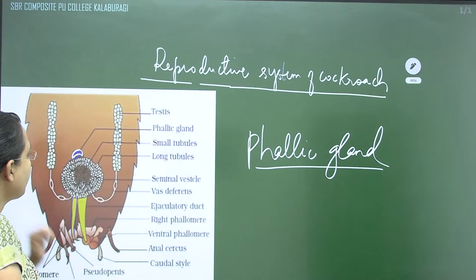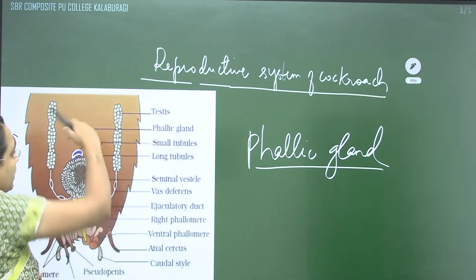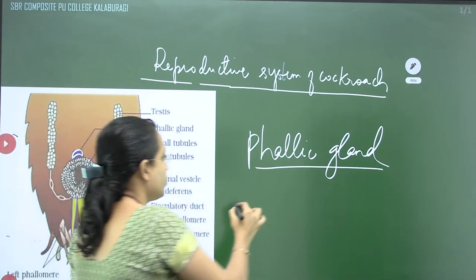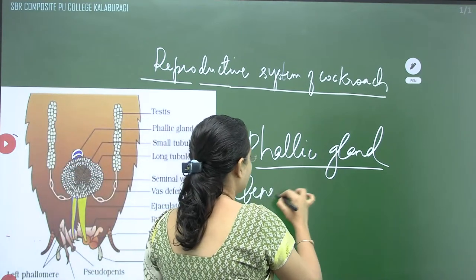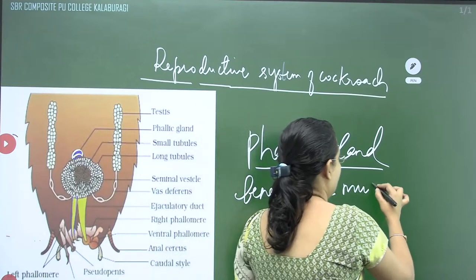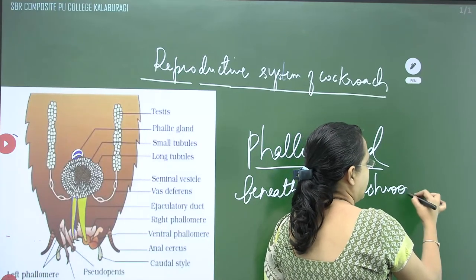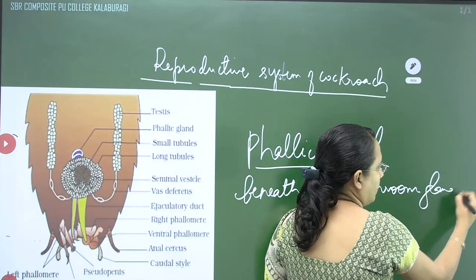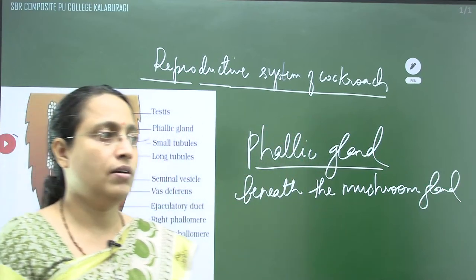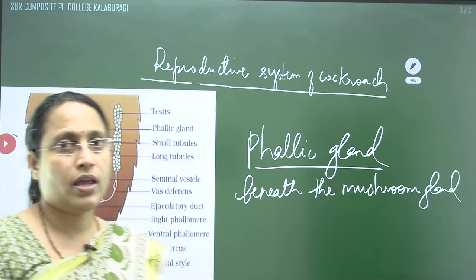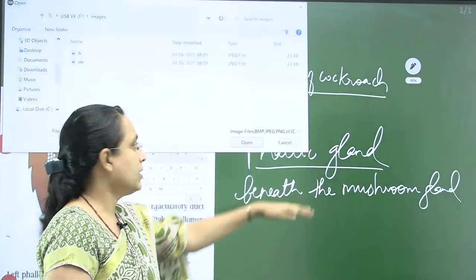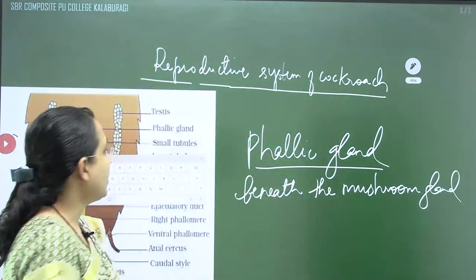Okay, so this phallic gland, where is it located? It is just behind here, just below, beneath the mushroom gland. The mushroom gland itself is present between the 6th and 7th segments. That you should know. Then beneath that will be nothing but this phallic gland.